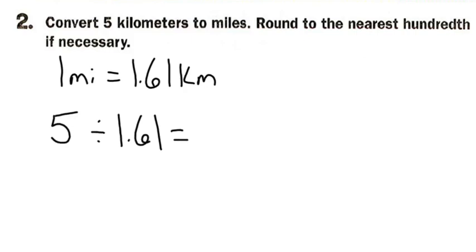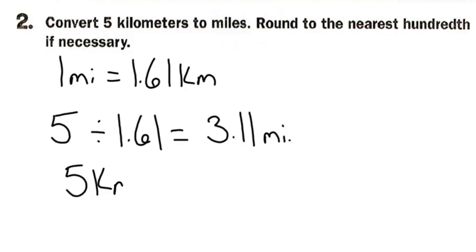All right, and that's going to give us about 3.11 miles. All right, 3.11 miles. So what do we have? 5 kilometers is equal to about 3.11 miles. So it's not too bad as long as you keep track of those units.